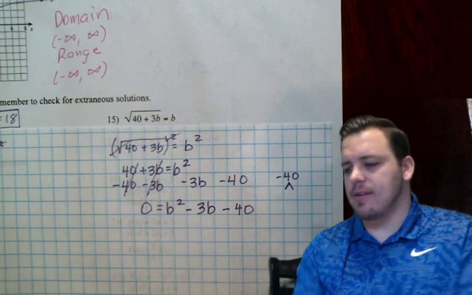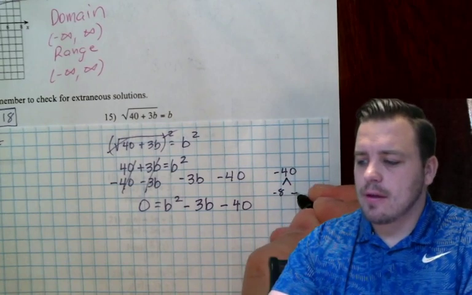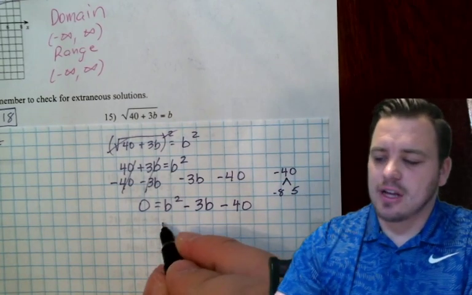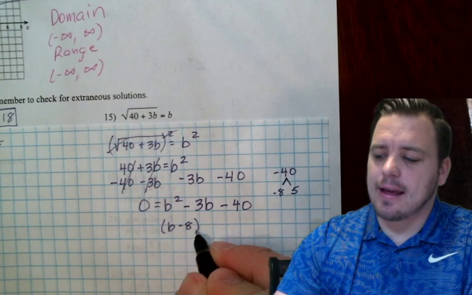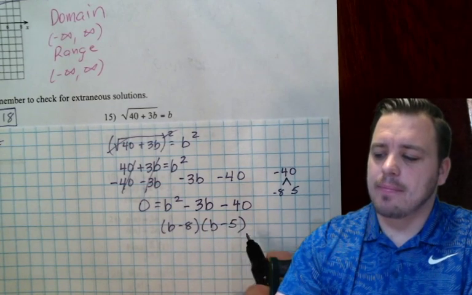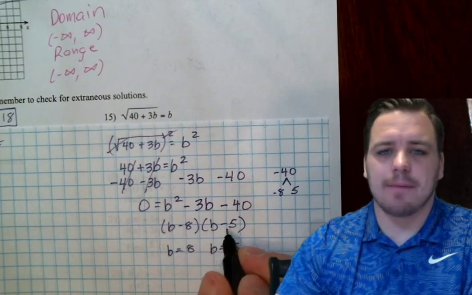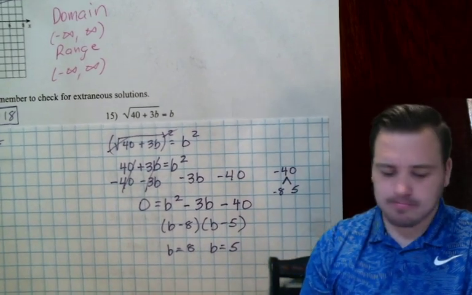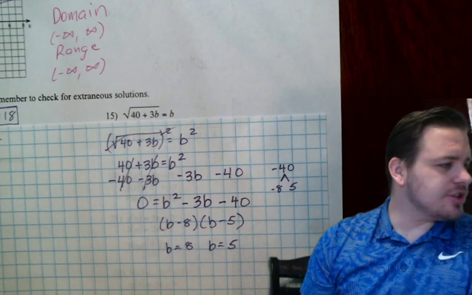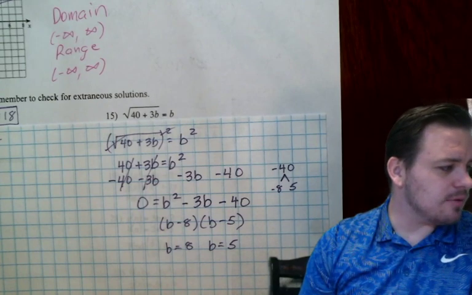Very good, Maddie. Negative 8 and positive 5. So that's b minus 8 and b minus 5. So b is equal to 8 and b is equal to 5 if we set both of those equal to 0. And again, to check whether it's extraneous or not, we would need to do that.